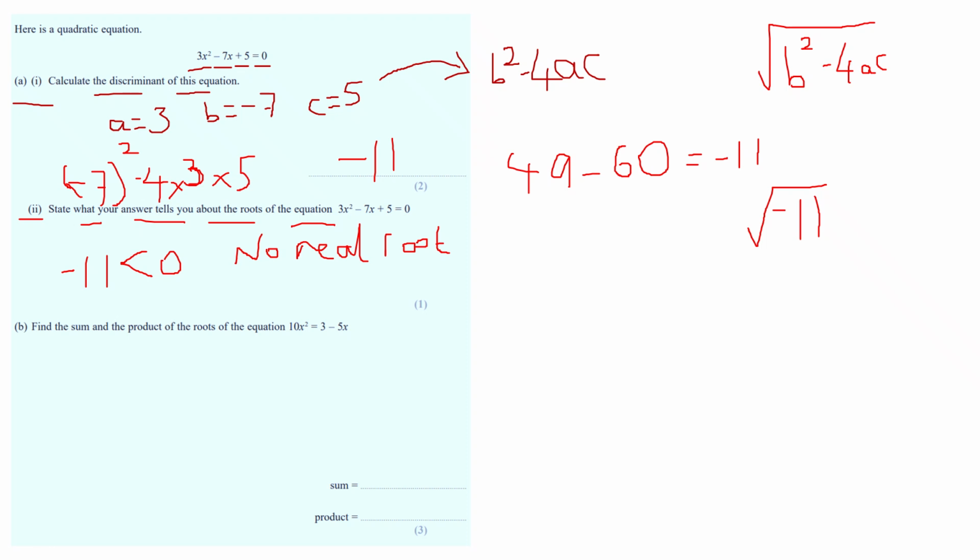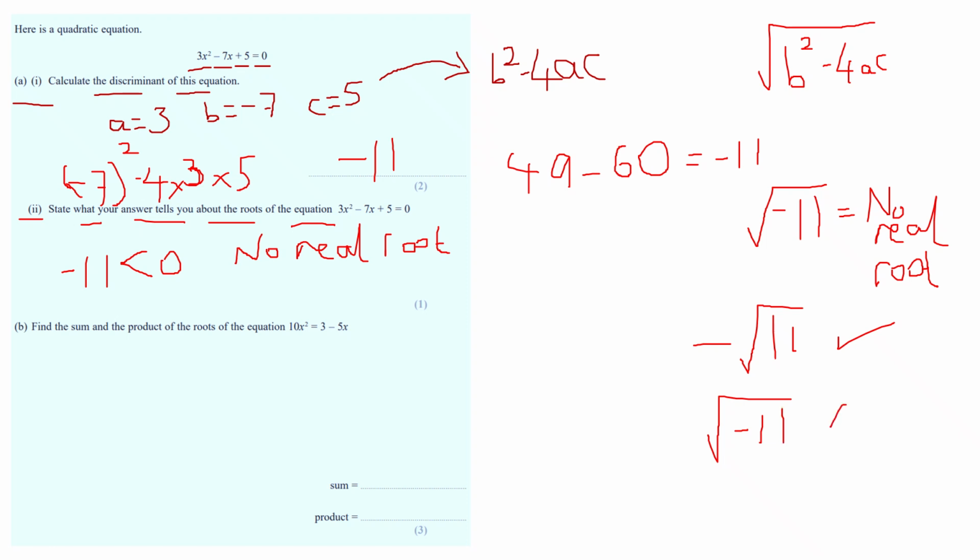Now obviously, spoiler alert, if you go on to do maths beyond A-level maths, then you have what we call a complex plane, complex numbers. But in regular A-level maths, it means that we have no real roots, because I can't square root a negative number. Don't get confused with if I have negative root 11. That is allowed, but I can't square root a negative number. So negative root 11 is allowed, but the square root of negative 11 is not allowed. We have no real roots.